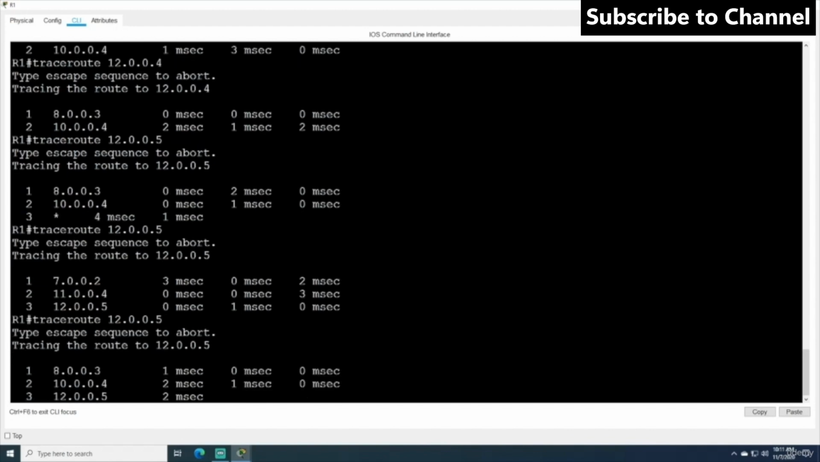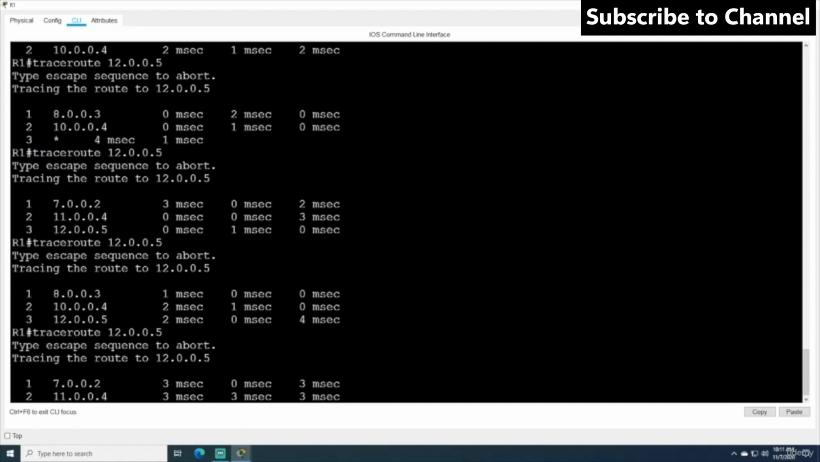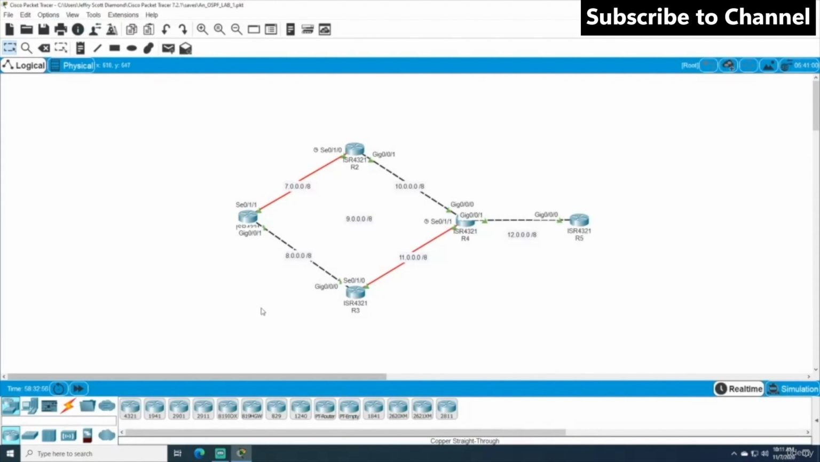Let's do that again. And now we're getting 8,000, 10,000, 12,000, 7, 11, 12, 8, 10, 12 over and over. So what's happening here is that these are equal cost paths because they each have one serial link and 1 gigabit link. So what's happening is that OSPF is getting a little bit confused. The packets are sort of being load balanced in a kind of clumsy way to get over here to the 12,000 network.